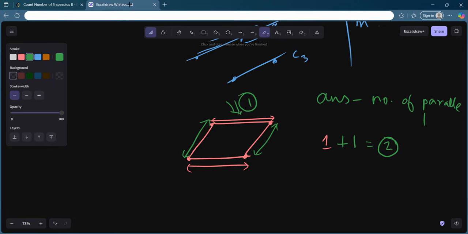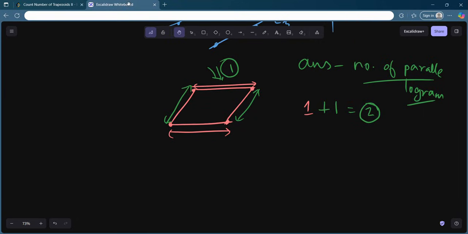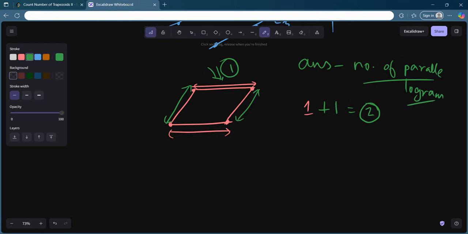Now there comes the idea of how you will calculate the number of parallelograms. Can you tell me, guys? Pause the video and try to think: how will you calculate the number of parallelograms? What is so special about a parallelogram? I hope you know from your basic geometry that the diagonals of a parallelogram intersect at a common point, and that common point also divides the diagonals into equal parts.